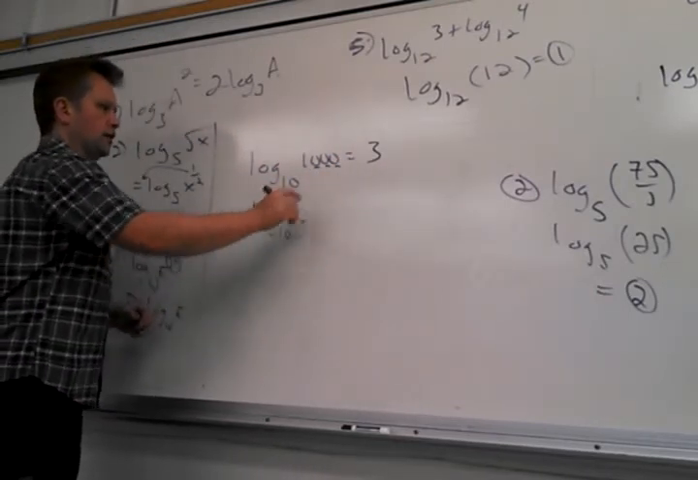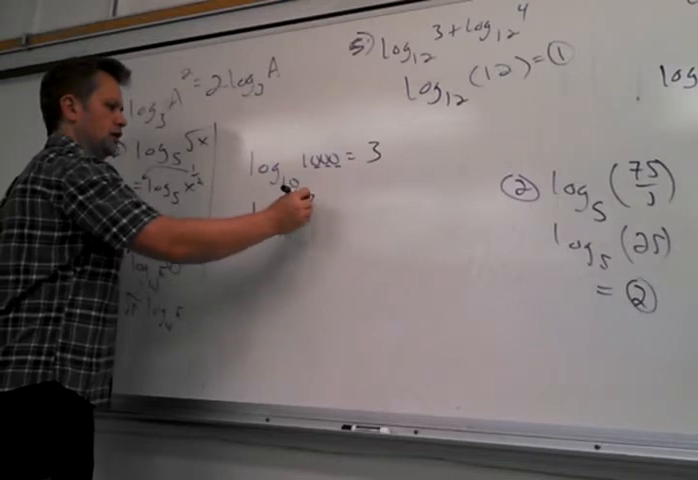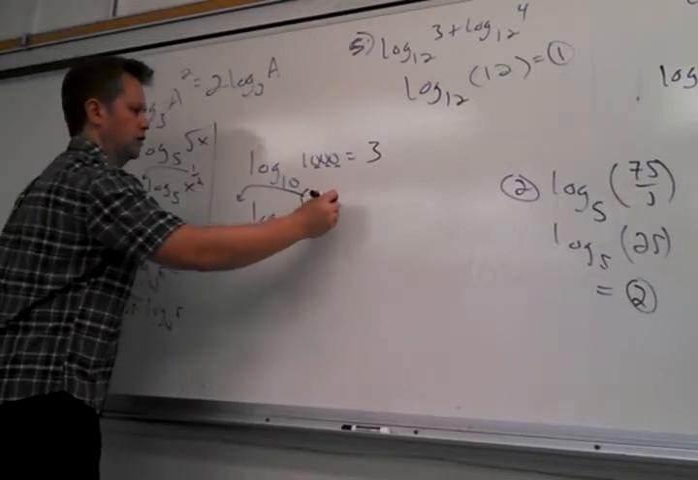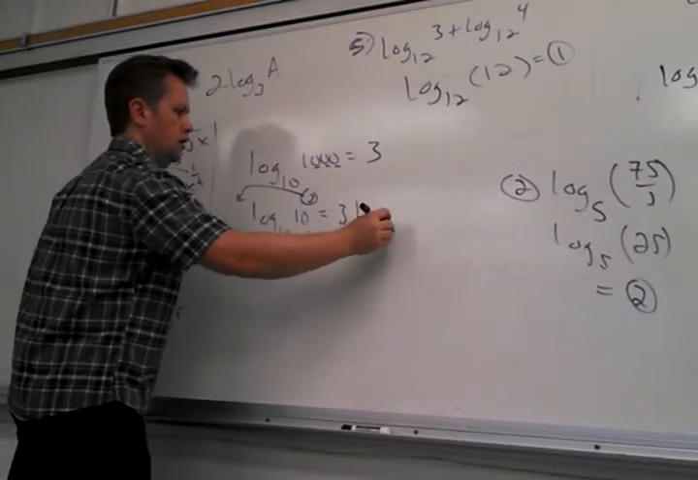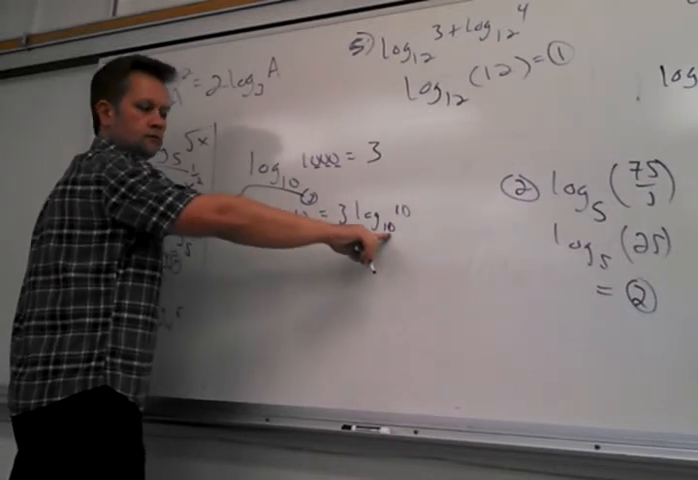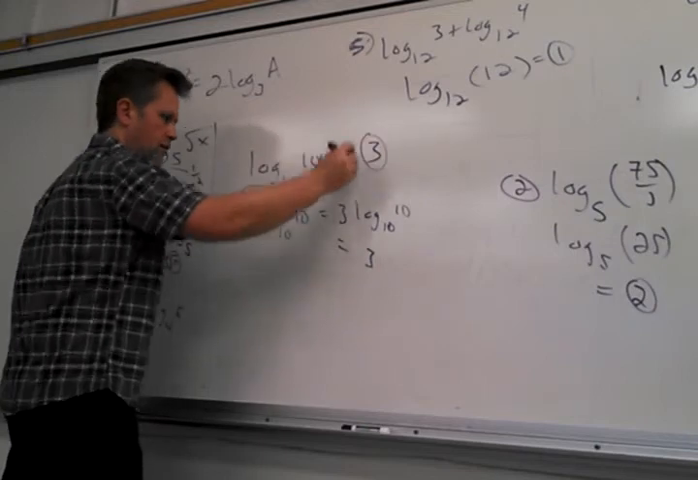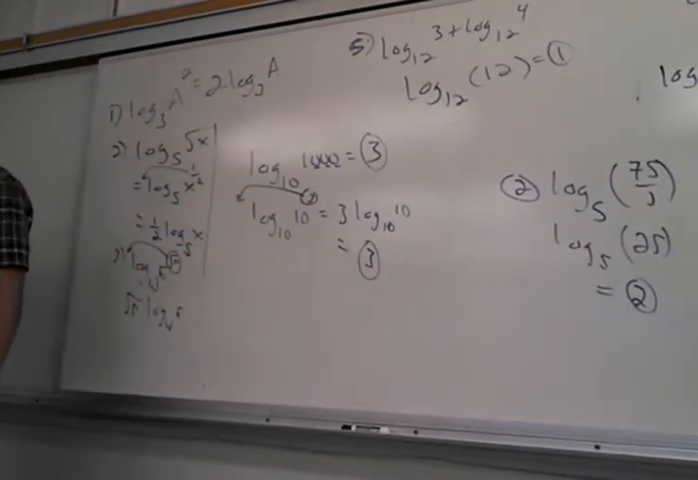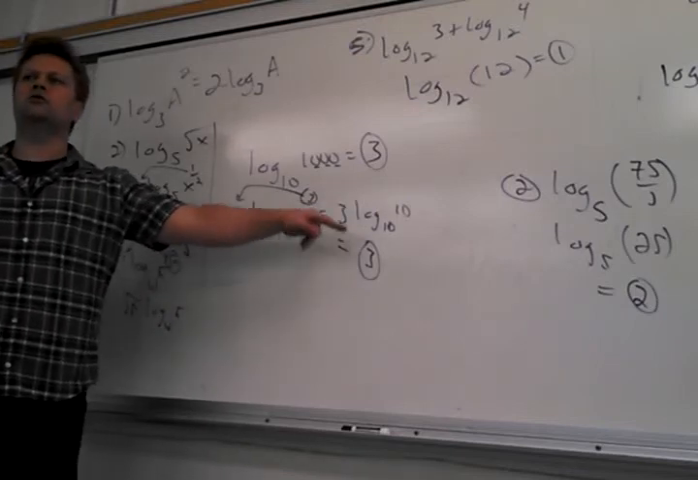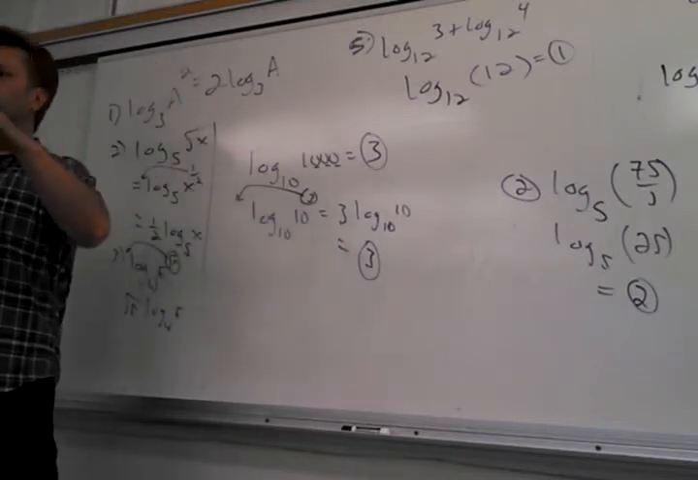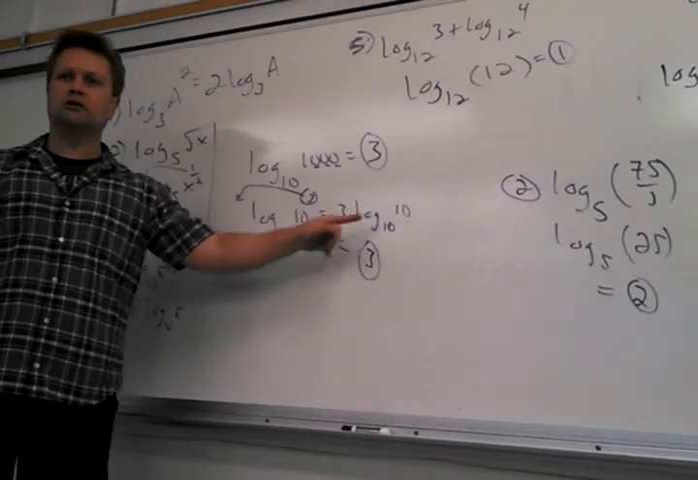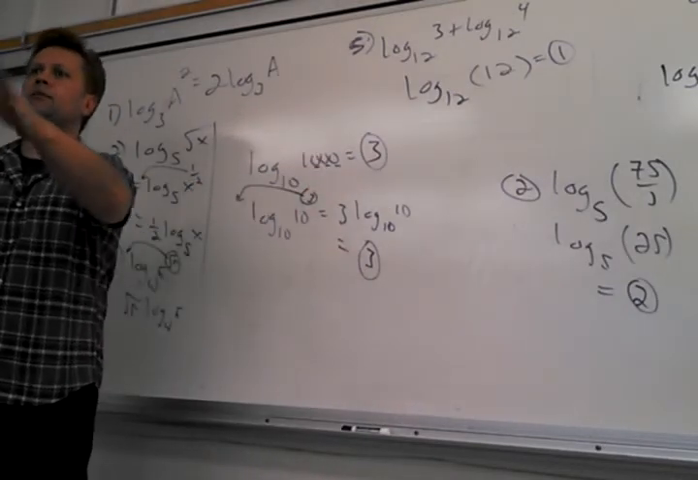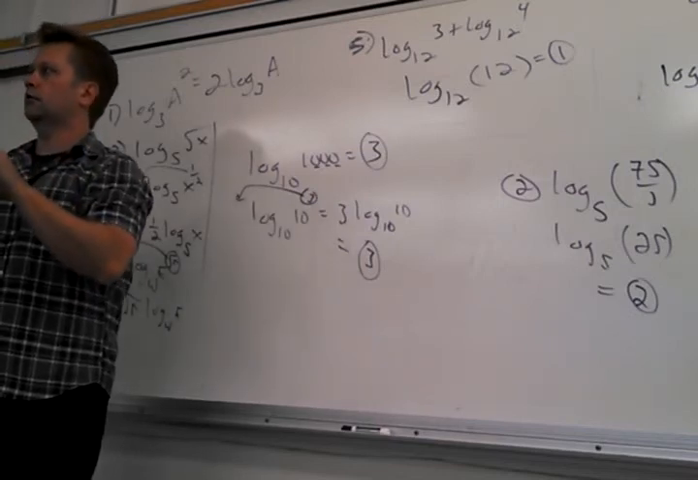But how can I rewrite 1,000 then? It's 10 cubed, right? Stay with me now. Using the property we just talked about, I can bring that 3 down. And what's log base 10 of 10? 1, times 3. I get the same answer both ways, right? Again, this is just a demonstration, and anytime I show you that, I prove to you that it works. I would never do it that way if I had to do it. I would just do it directly. But this is just to show I get the same answer with the property.